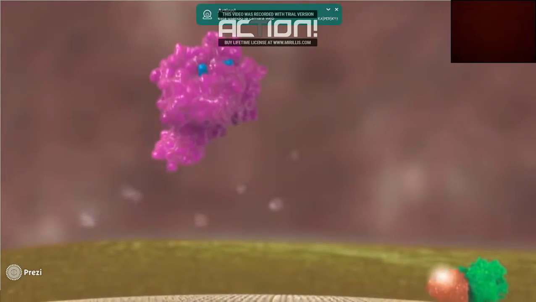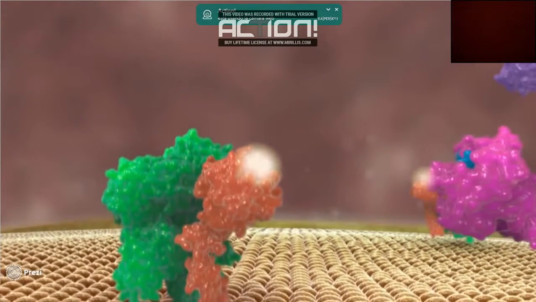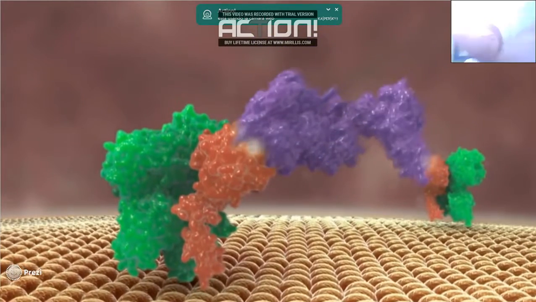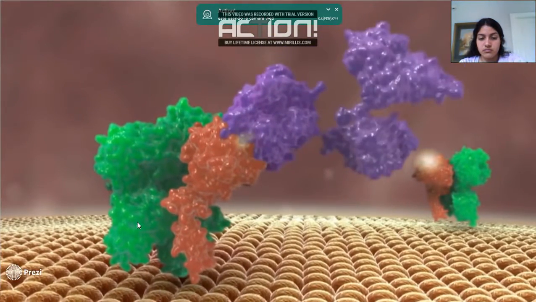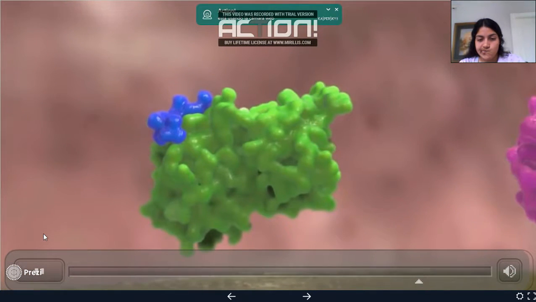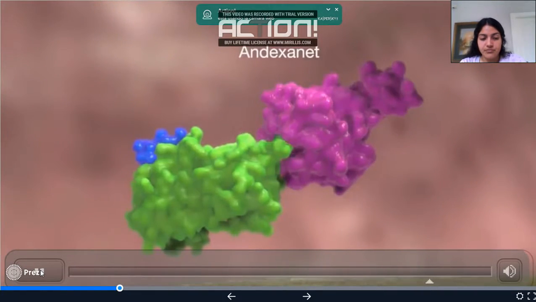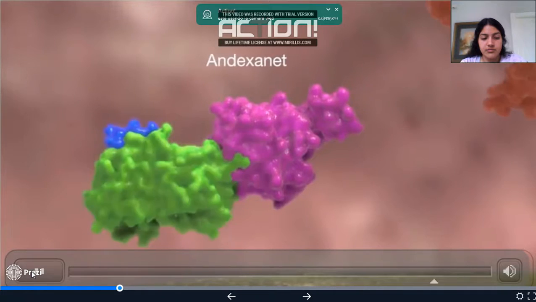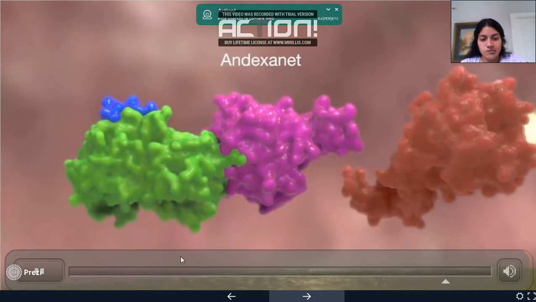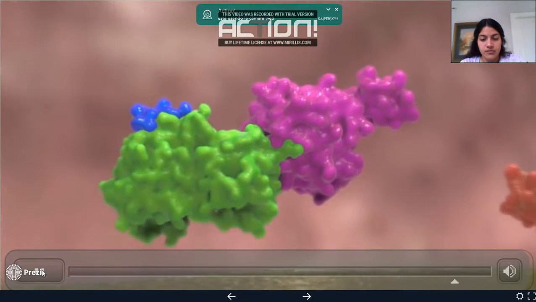Andexanet binds to direct factor 10A inhibitors with high affinity, sequestering the inhibitor and thus rapidly reducing the free plasma concentration and neutralizing the anticoagulant effect of the inhibitor. Andexanet also binds to and sequesters molecules of antithrombin 3 that are complexed with indirect inhibitor molecules, disrupting the capacity of the antithrombin complex to bind to native factor 10A.